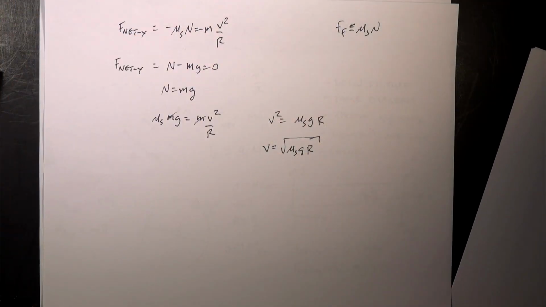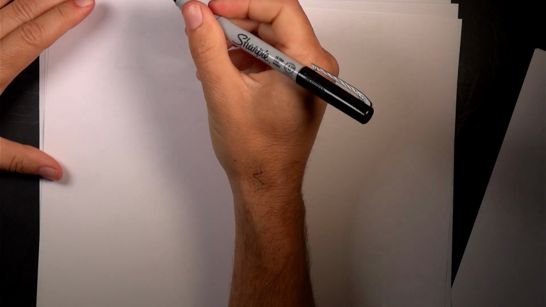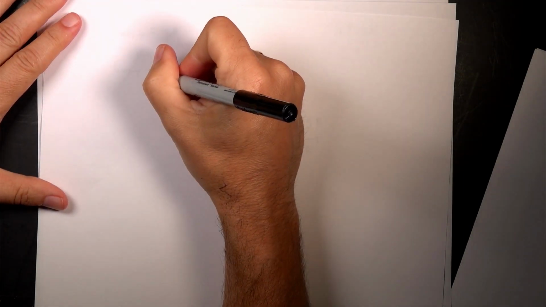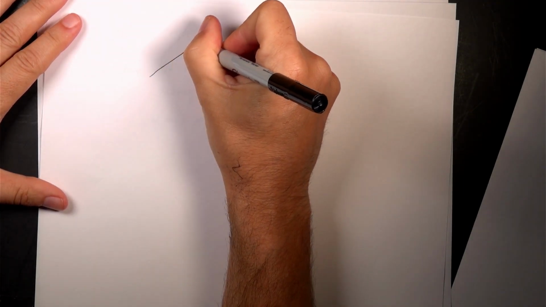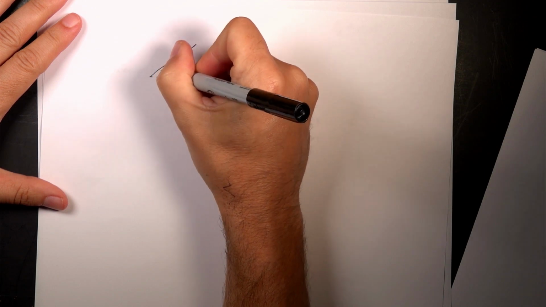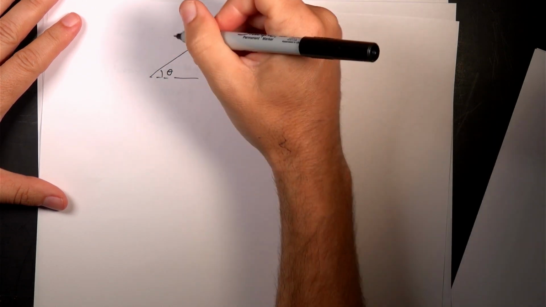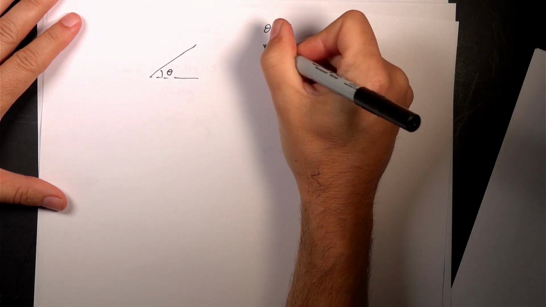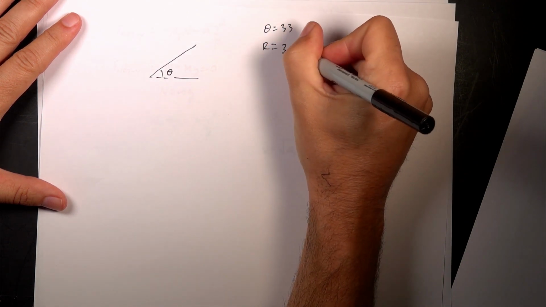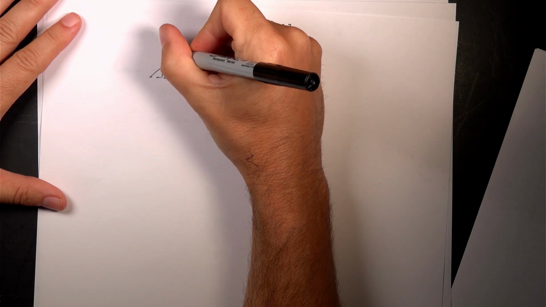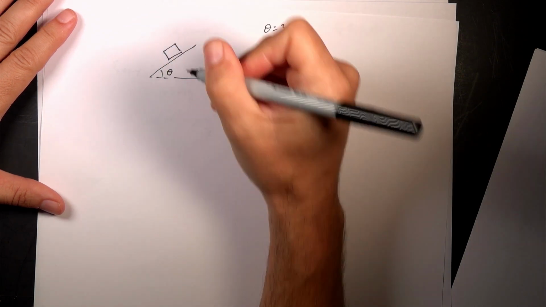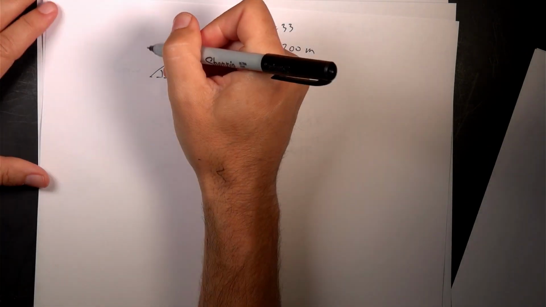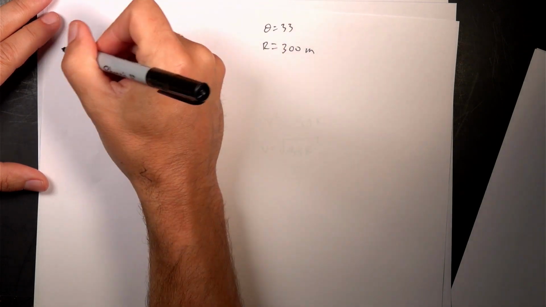New problem. Okay, I'm going to go ahead and draw the same picture that I had, but different. So here's my track, and this is the angle theta of 33 degrees. Theta equals 33. And I'm going to say R equals 300 meters. And here's my car. I'm just going to draw this block. And then this is the center of the circle.